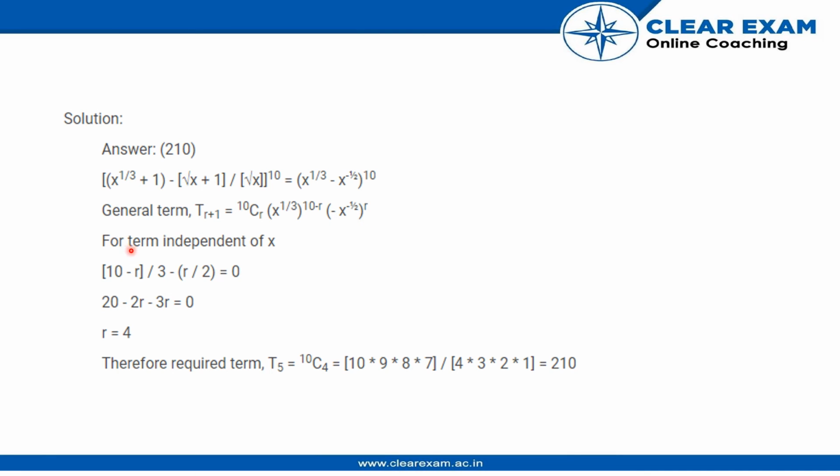For the term independent of x, we should have this power 0, that is (10 minus r) by 3 minus r by 2 should be equal to 0. So therefore we get the value of r as 4.